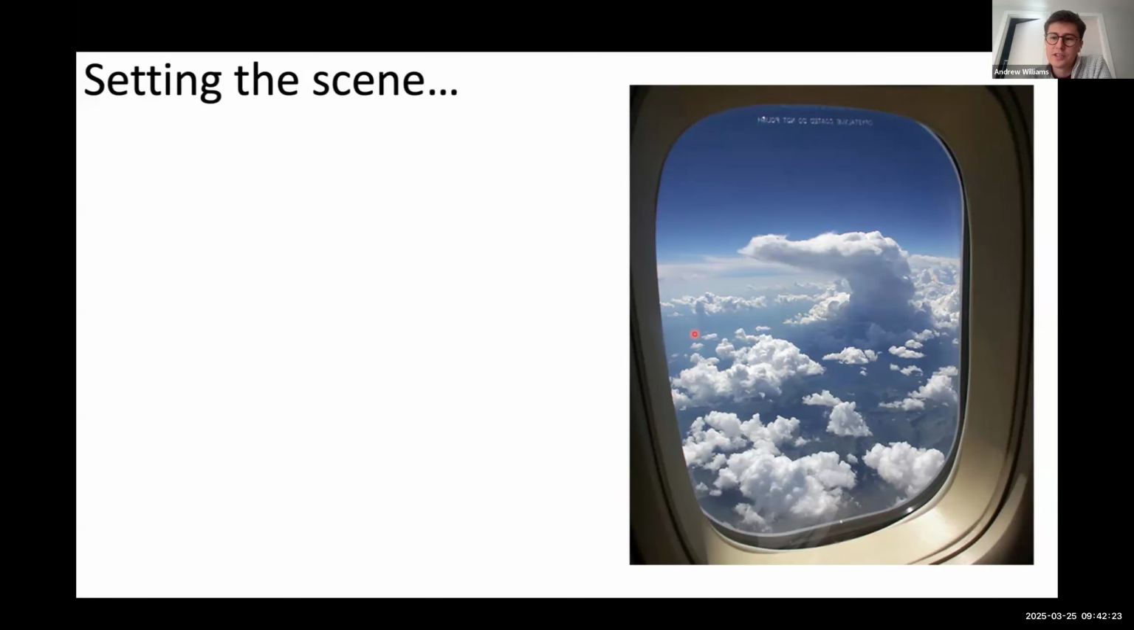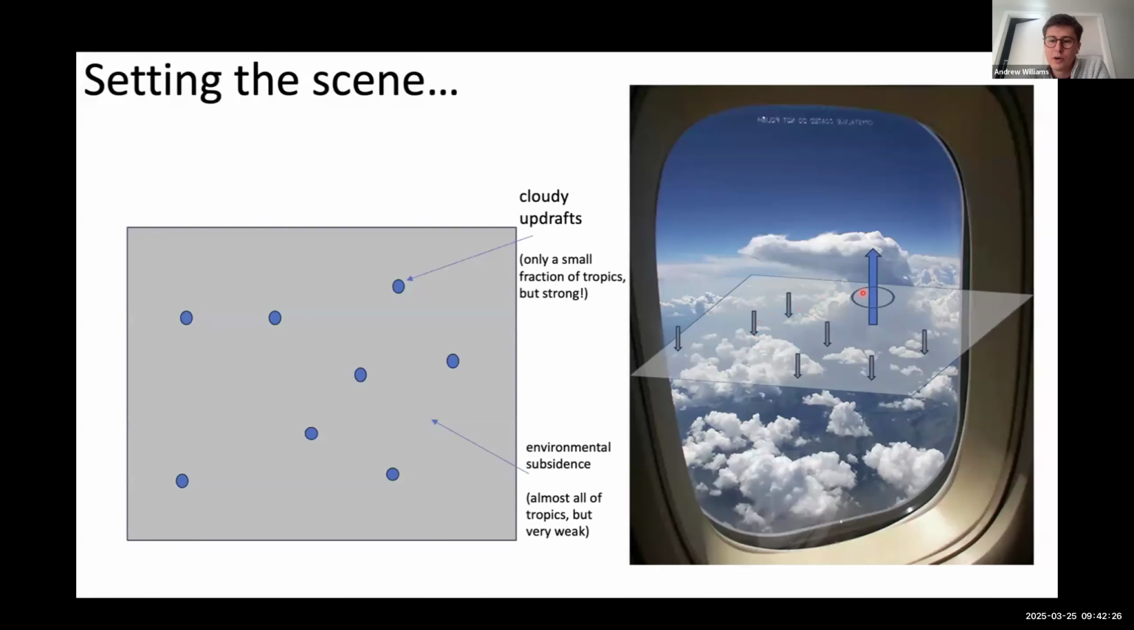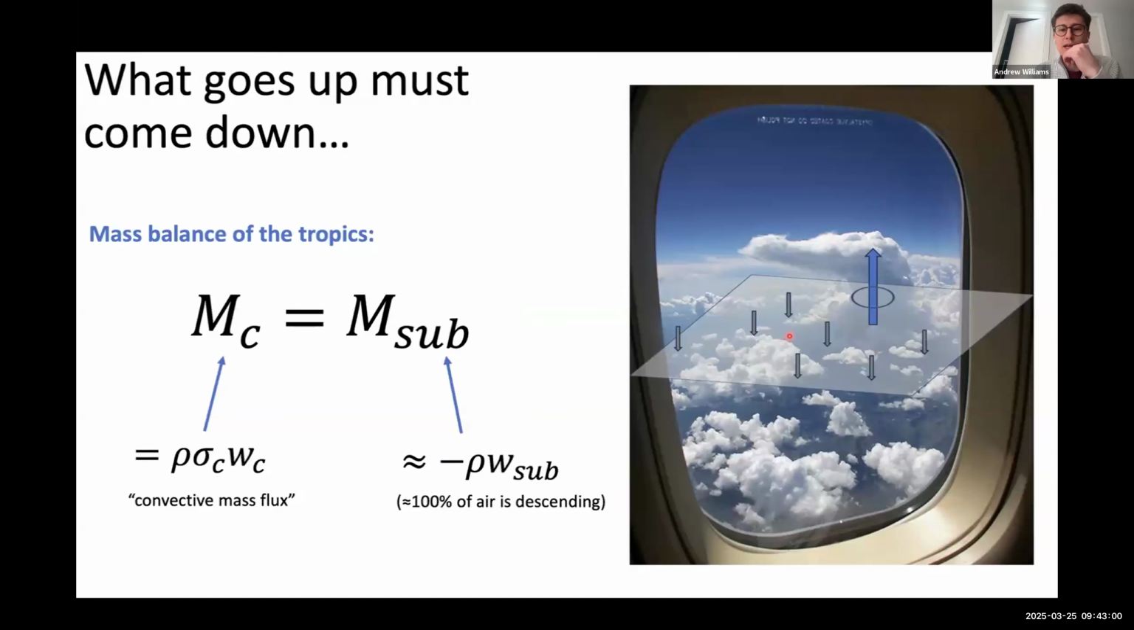If you were to take a slice through the middle of the atmosphere, you could decompose the motion that you're seeing in this cloudscape broadly into two categories. On the one hand, you have intense cloudy updrafts, which are strong regions of upward ascent, but they cover only a tiny fraction of the tropics, less than 1%. The rest of the air can be thought of generally as slowly subsiding environmental subsidence, which is pretty weakly descending, but covers basically all of the tropics. And it turns out when you average over the whole of the tropics, for example, what goes up must come down.